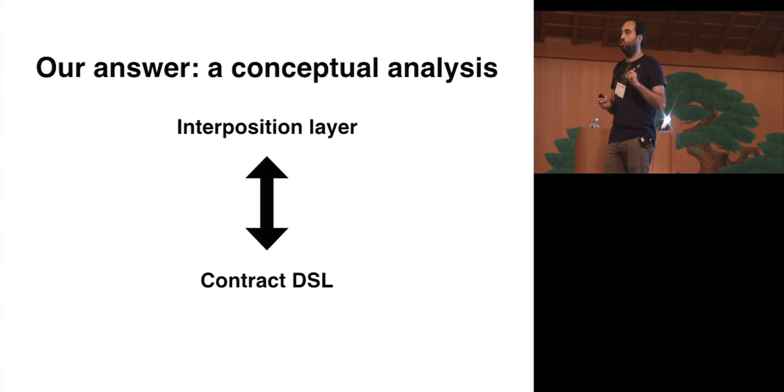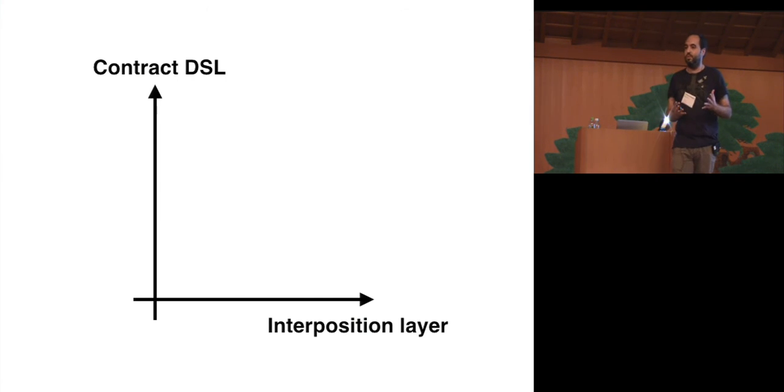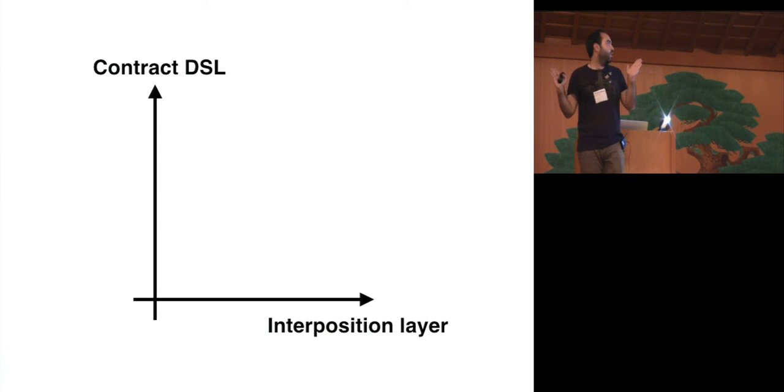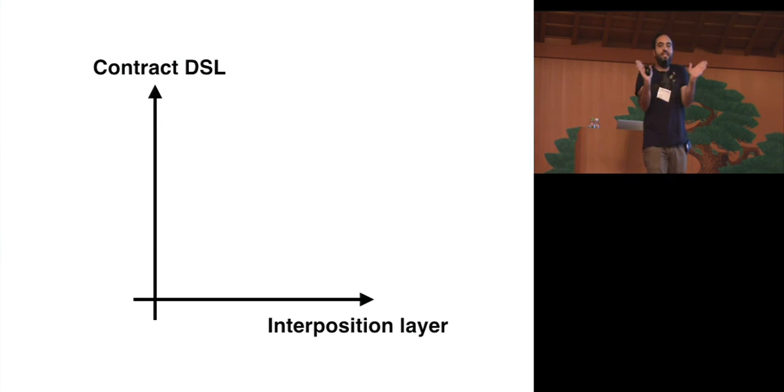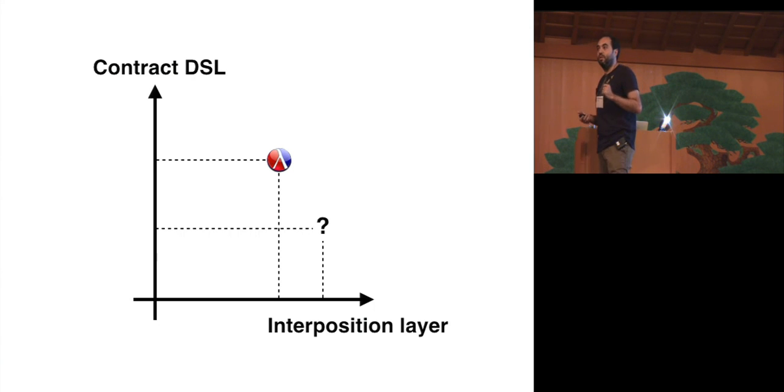In particular, today I'm going to talk to you about two pieces of a contract system, the interposition layer and the contract DSL. Before I get into details about what those pieces are exactly, I would like first to tell you why this is important. Intuitively, those pieces define axes, and together those axes define a design space. By selecting one point in the contract DSL axis and one point in the interposition layer axis, we end up with a contract system. Racket, for instance, has made some selection in one axis and another selection in the other axis, and we got the Racket contract system.